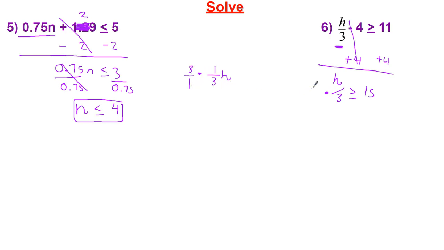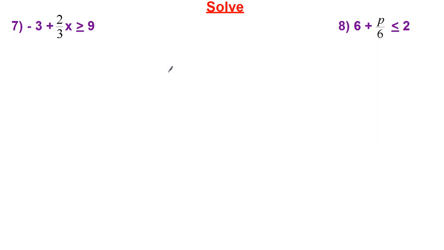Okay? So in this case, I'm not going to put the 1. I'm just going to multiply by 3. So multiply by 3. H is greater than or equal to 45. Okay? And that's all there really is to it. Let's try 2 more examples, especially those fractions. I know you guys are the most confused by fractions, so let's try a couple more.